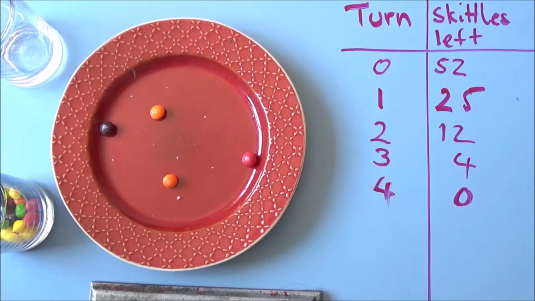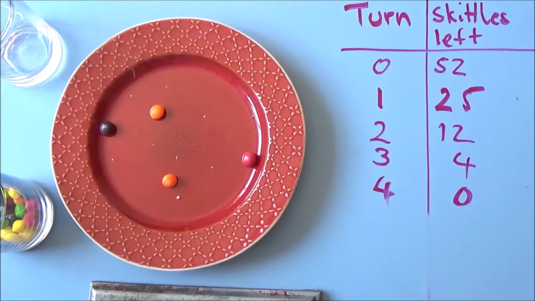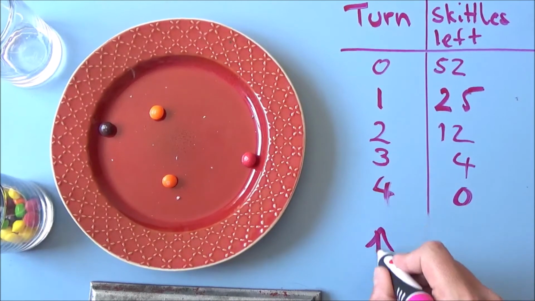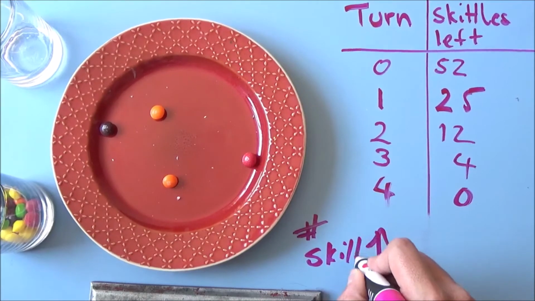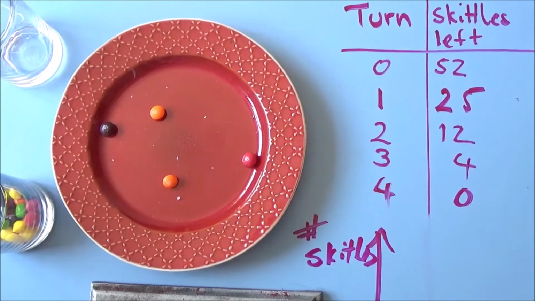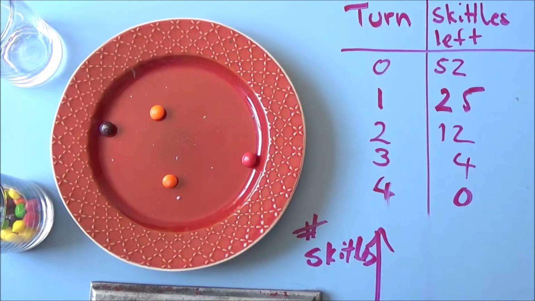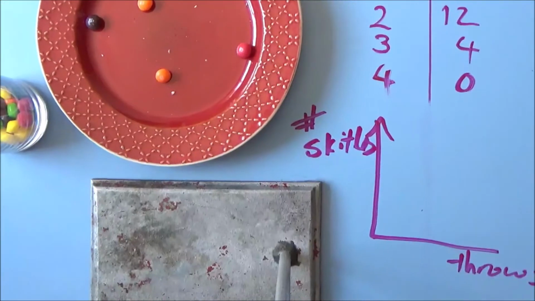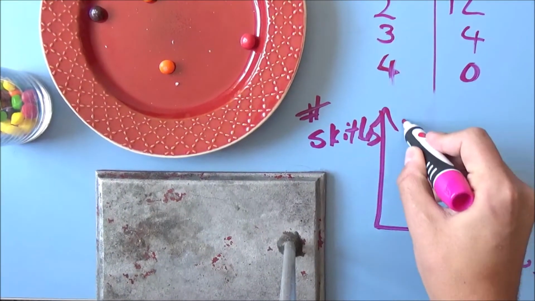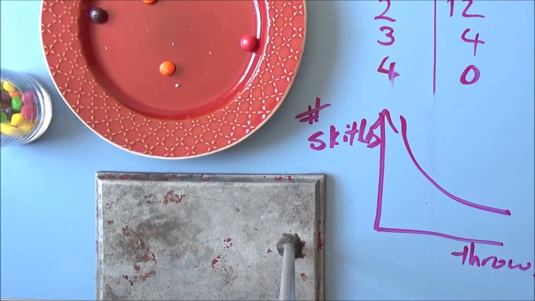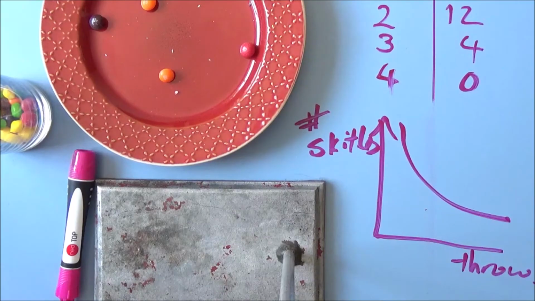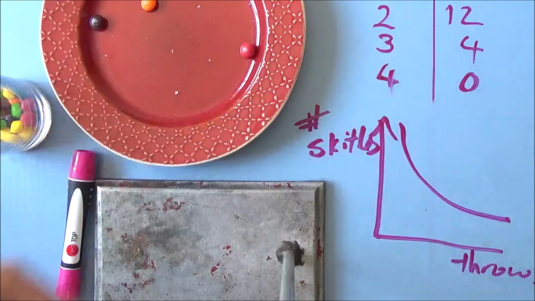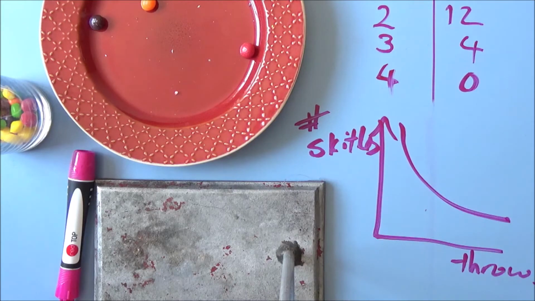Now I'm going to plot a graph of number of Skittles versus throws. What we should find is a decay curve that looks something like this. It's actually an exponential decay. Right, so those have decayed. I'm going to chow down, and I'm going to plot that graph for you guys. I'll see you in a second.